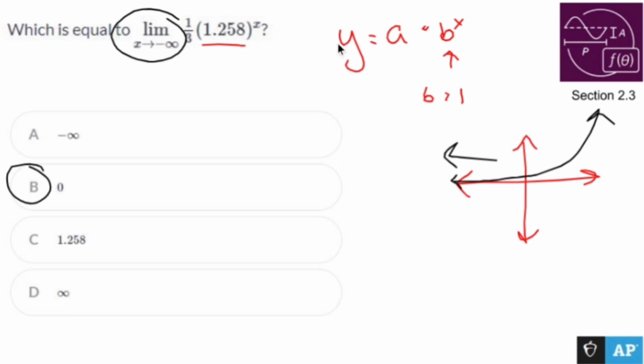The only thing that would change this is if I add or subtract a number here. That would shift it up or shift it down. But shifting it left or right makes absolutely no difference, because I would still end up at 0 all the way to the left.